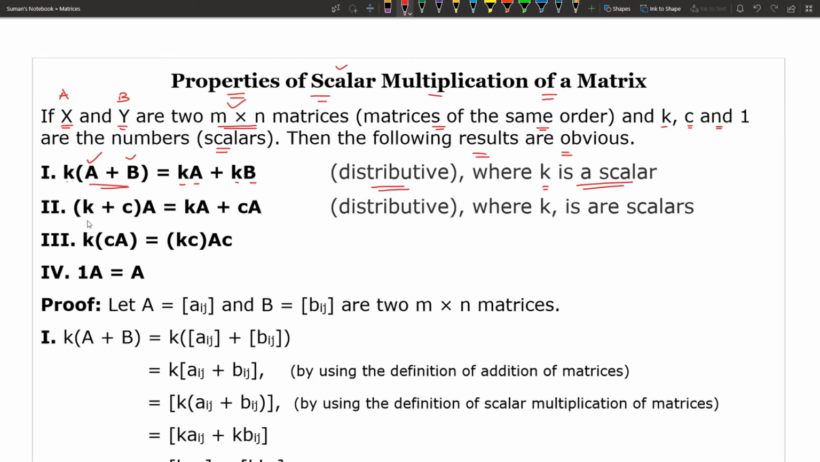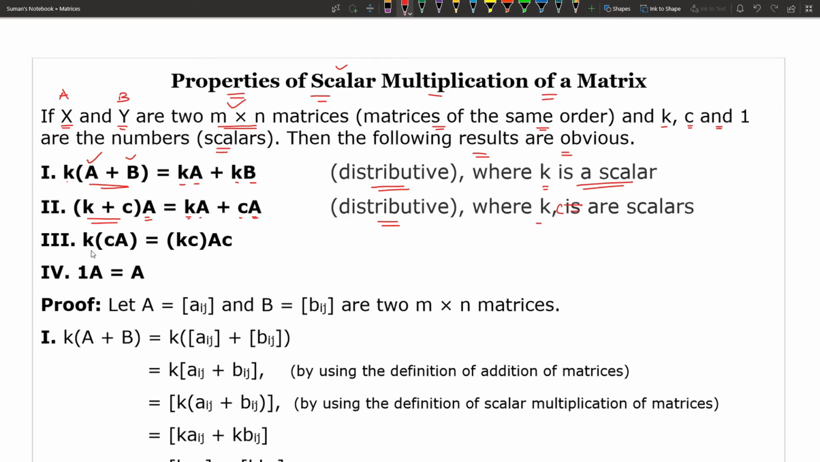The next one: when we add the two scalars k and c and then multiply the sum with a matrix A, that can also be written in the form of k into A plus c into A. That is another distributive property of scalar multiplication, where k and c are scalars.